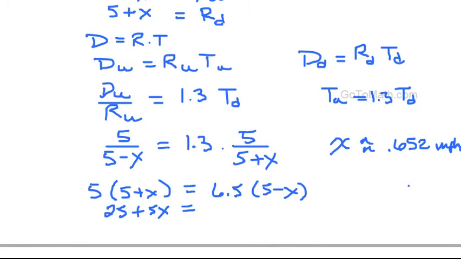Let's see. 32.5 minus 6.5x, and then 5 plus 6.5 is going to be that. Okay, so then we got 32.5 is 25 divided by 0.652, yeah, that's per hour. All right, let's move on to the next problem.